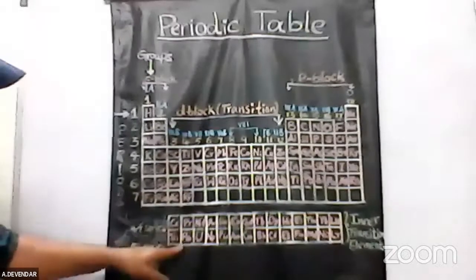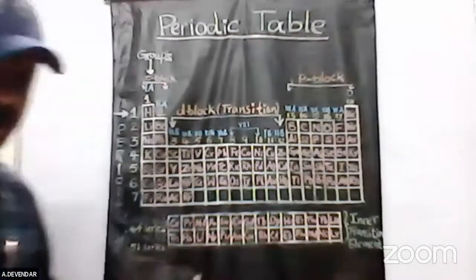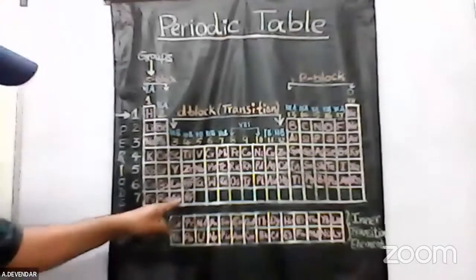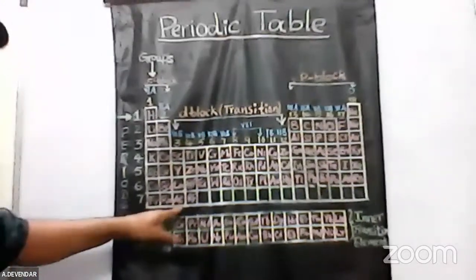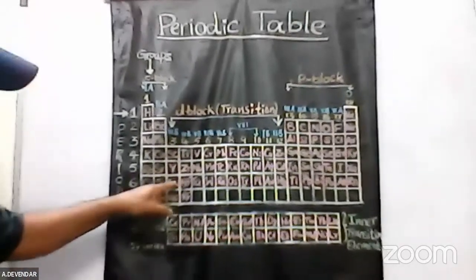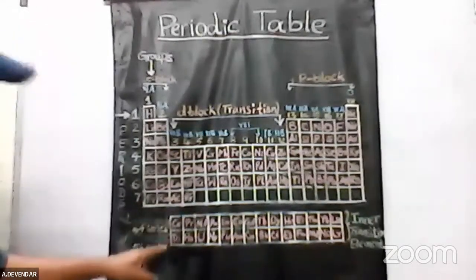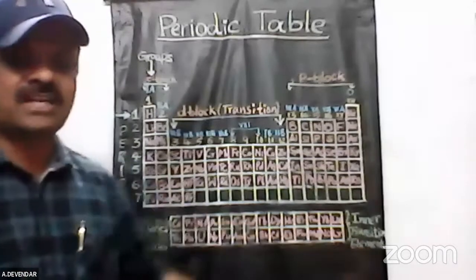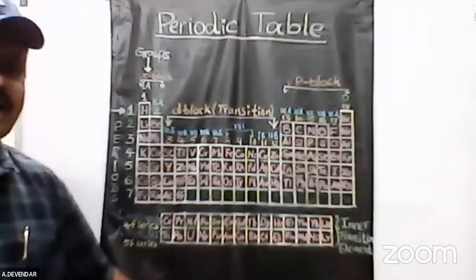Similarly at actinium, thorium to lawrencium, 14 elements have to be fixed here, but there is no place, so I am keeping them at the bottom of the periodic table. That's why they are called actinides. Lanthanides are the 4f series, actinides the 5f series. These two series are called inner transition elements.